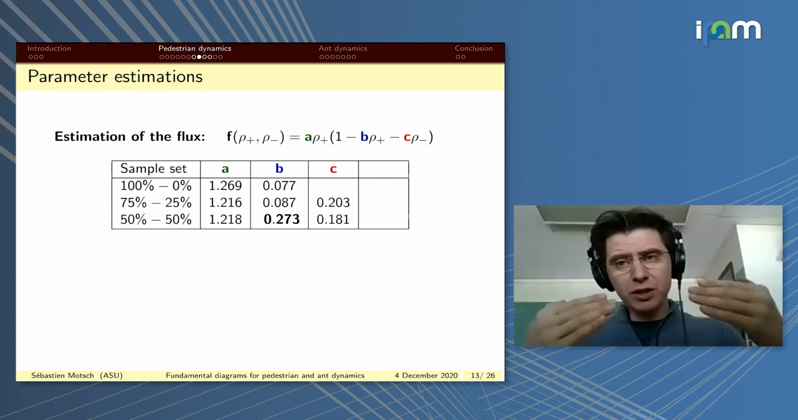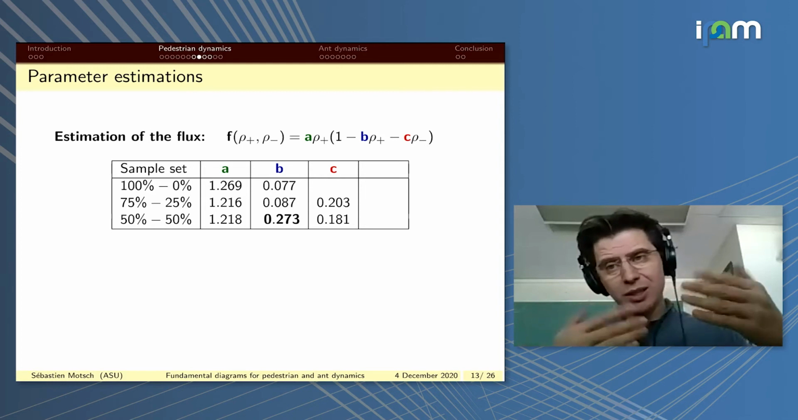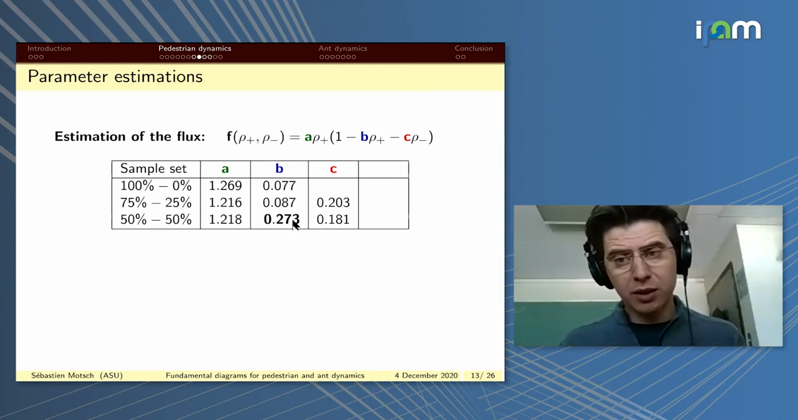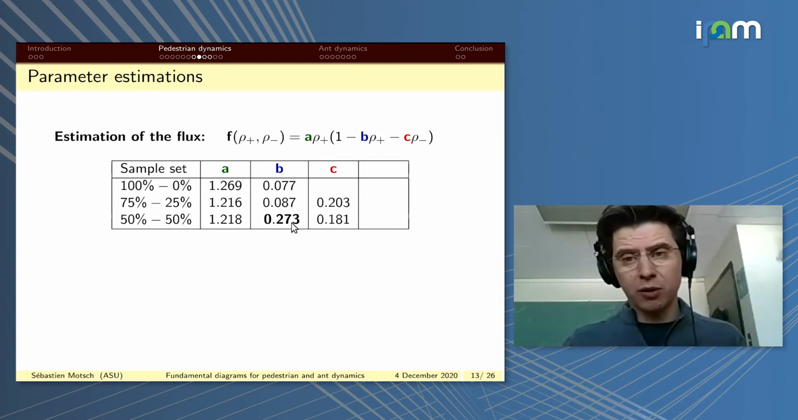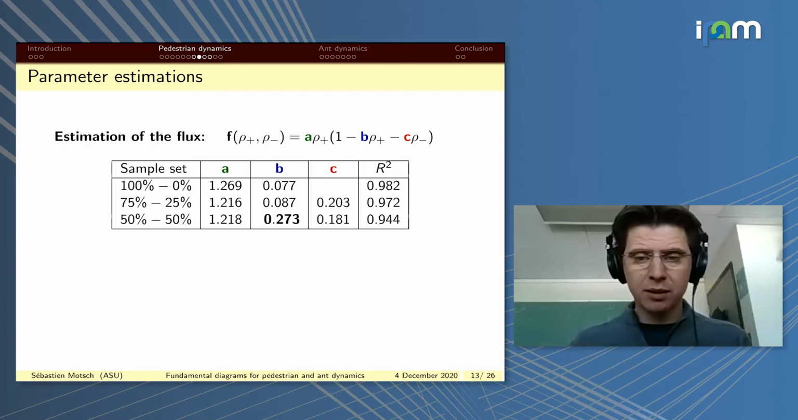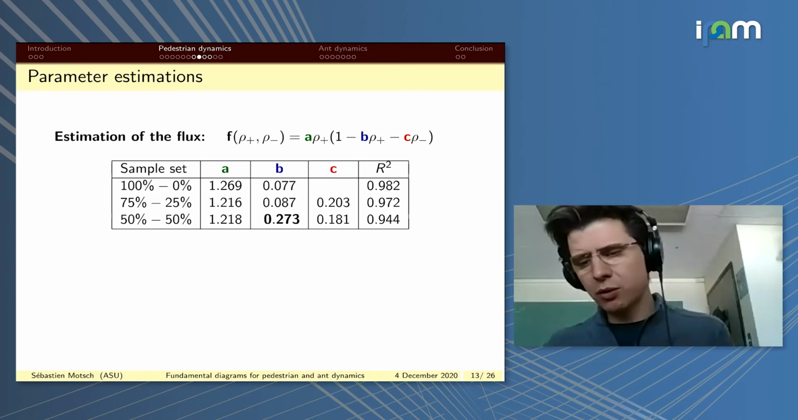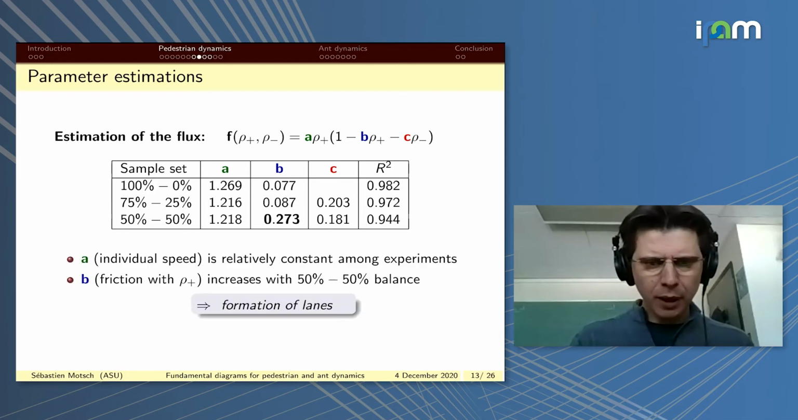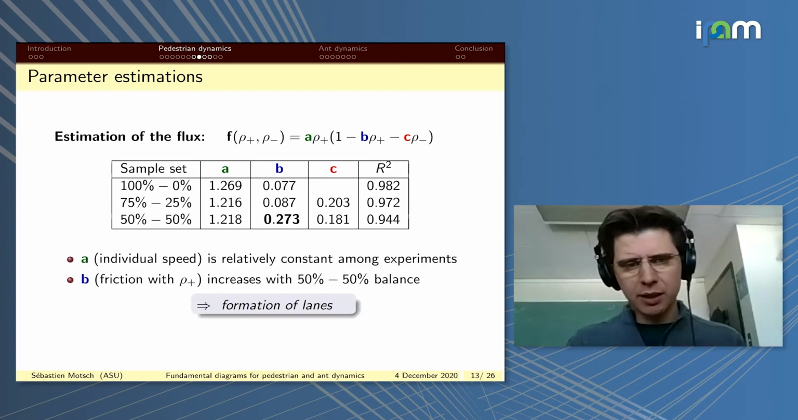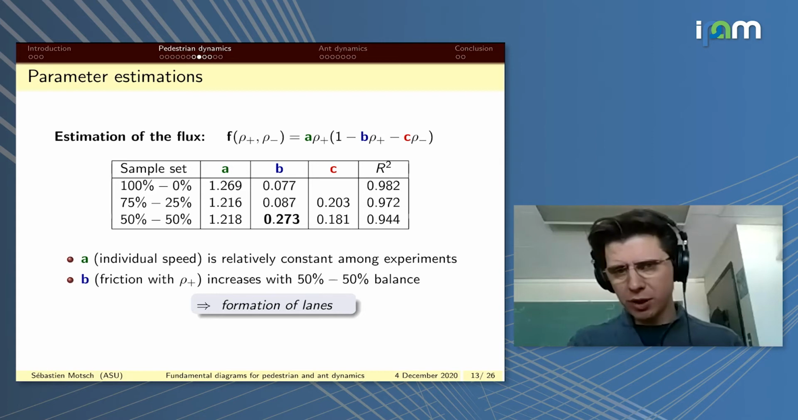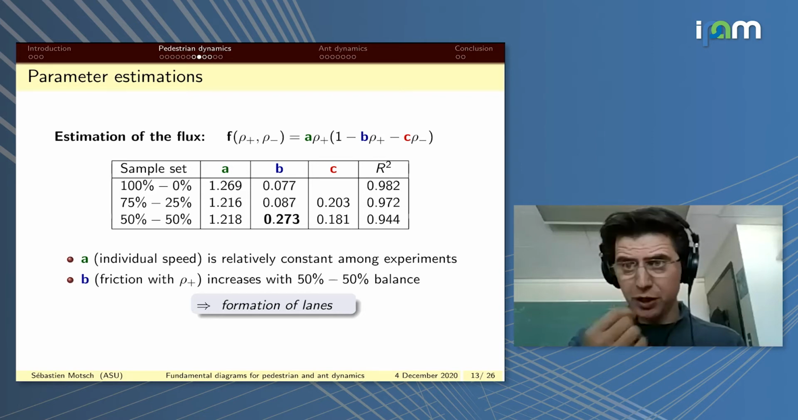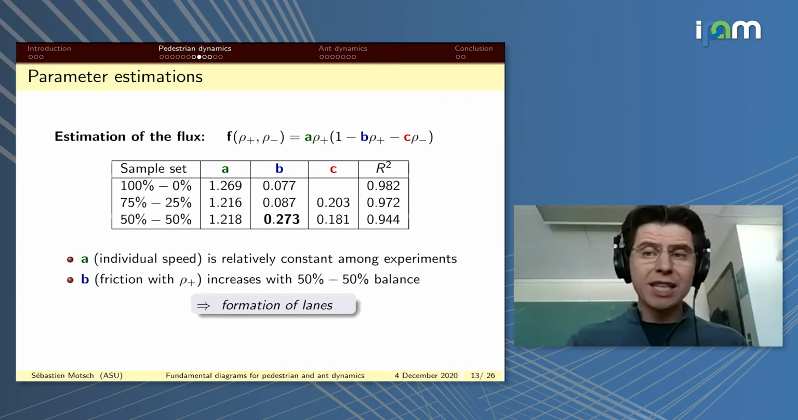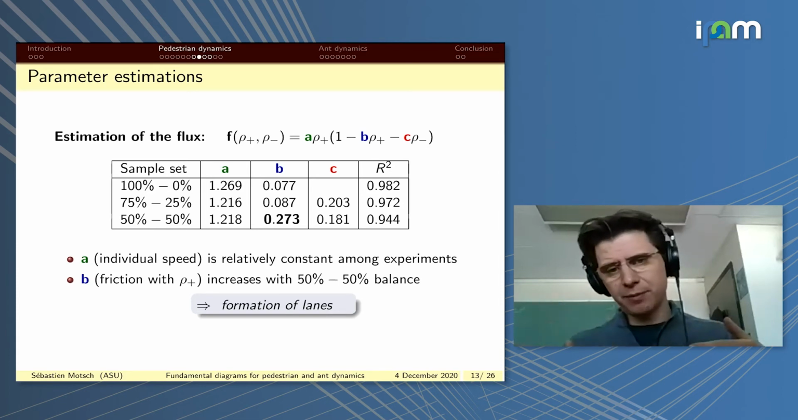You miss this information, that actually, well, no, actually I don't see rho minus. So that's why the effect of this increase of density is bigger. Okay, we can do some R-square estimation just to make sure it's not completely off. But at the end here, as I said, the angular speed is relatively constant, but the friction, surprisingly, actually increases when you increase the density. It's just because of this lane formation.